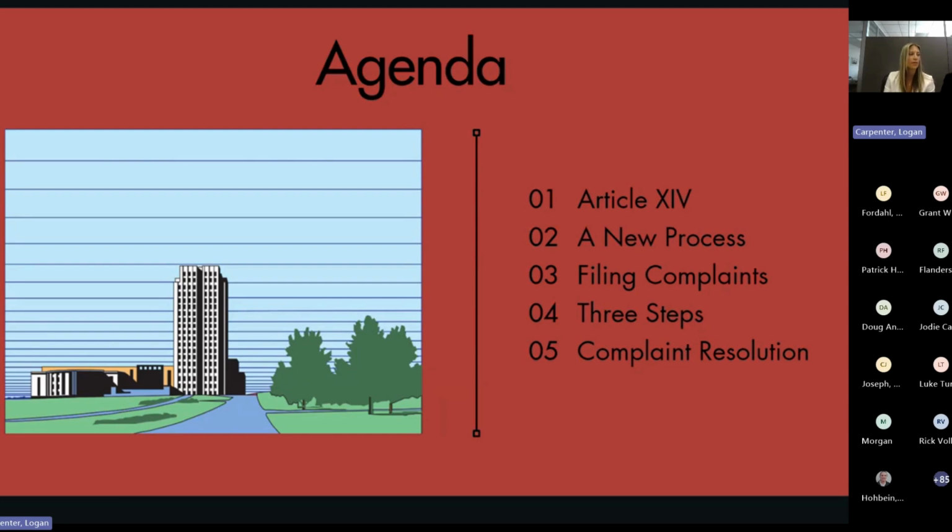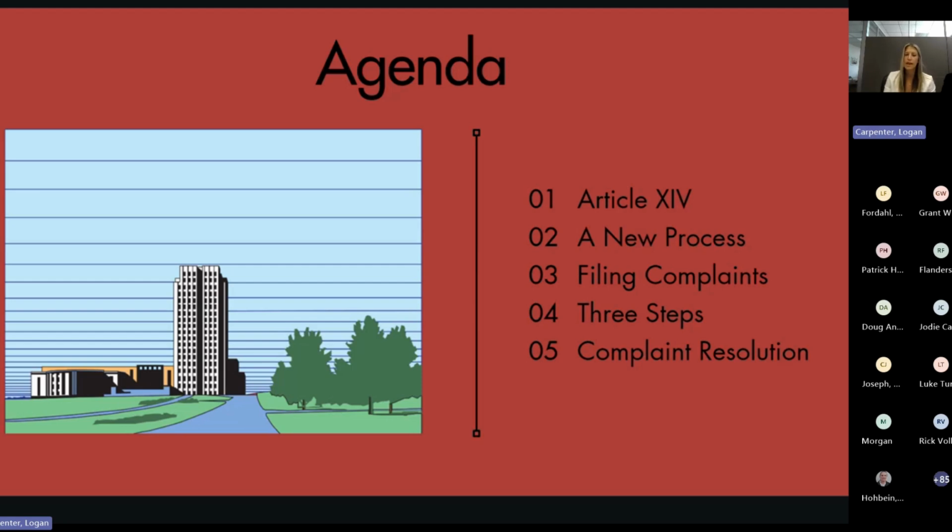So let's take a brief look at our agenda for today. Our webinar is broken into 5 sections today. Some of these, if you previously tuned in to our other webinars, we're going to review just briefly, and then we're going to get into the crux of our presentation. So our first section today, we're going to talk about North Dakota Constitution, Article 14. This is where the Ethics Commission derives its investigatory authority.